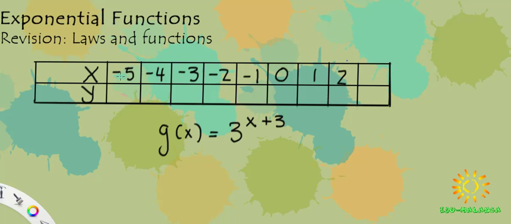When x is -5, y is 1/9. And if we remember, 1/9 in decimals is 0.111. When x is -4, y is 1/3 in g of x, and this is 0.333. When x is -3, y is equal to 1. And when x is -2, y is 3. When it's -1, you have 9. For 0, you get 27.